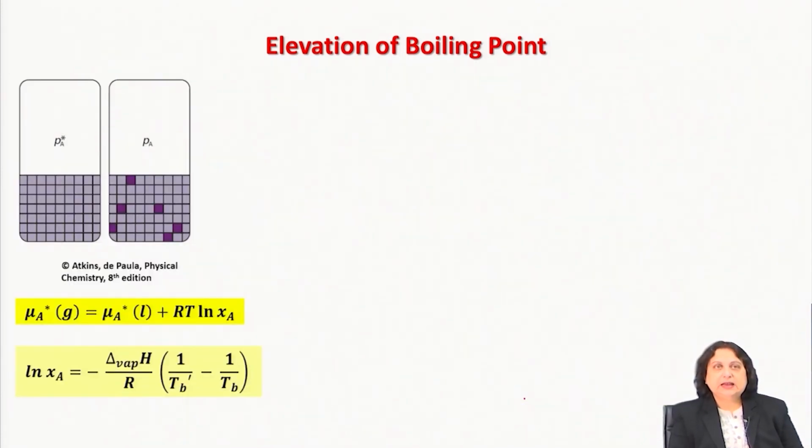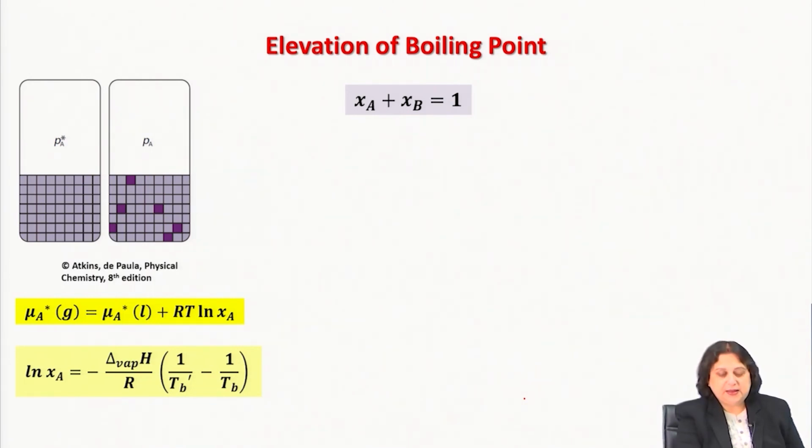Now let us see how we can use this further and simplify it a little more. We know that because I have a binary solution, there are only two components present in my solution. One is A, the other one is B. Therefore, by definition, the individual mole fractions must add up to 1. Therefore, I must have Xa plus Xb equal to 1.